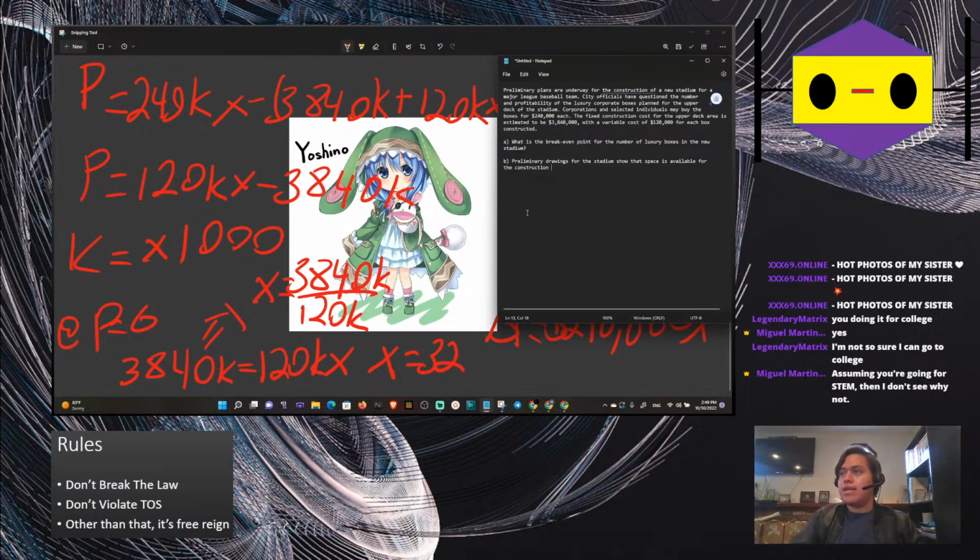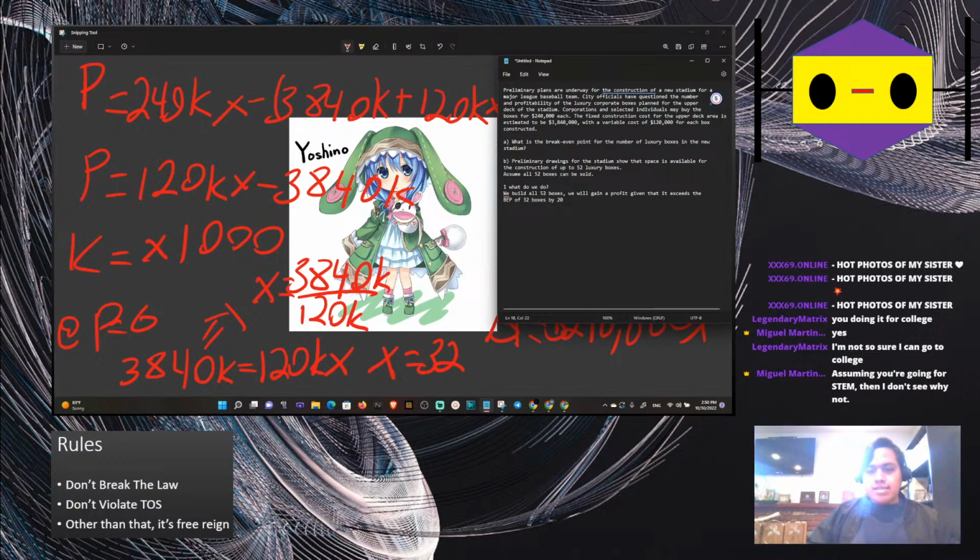So now, the next section of the question: construction of up to 52 luxury boxes, and assume all 52 boxes can be sold. What do we do? In other words, do we build all 52 or not? Build. Why? Because if we build 52 boxes, it will exceed the break-even point, which is 32. Since 52 exceeds 32, we will have profit.